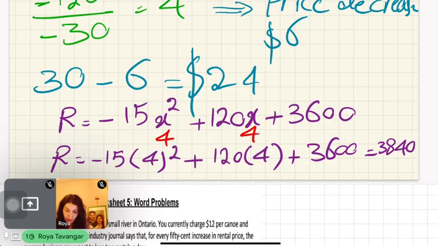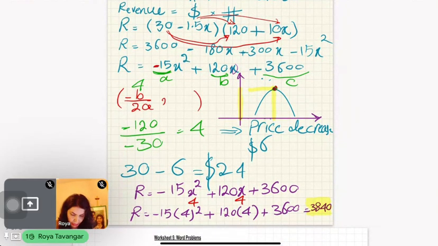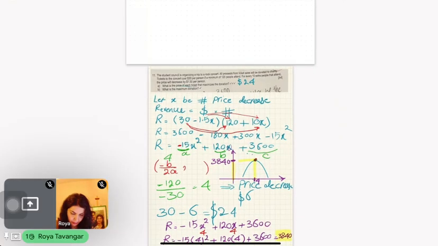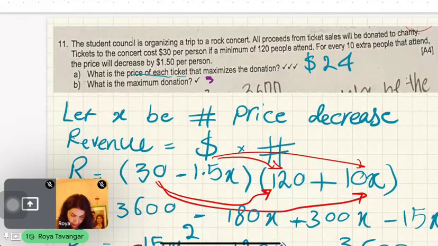If you calculate it, the final answer is $3,840. So this is the maximum revenue. It means that this point is 3,840, and this is 4. Okay, and this is 3,840.